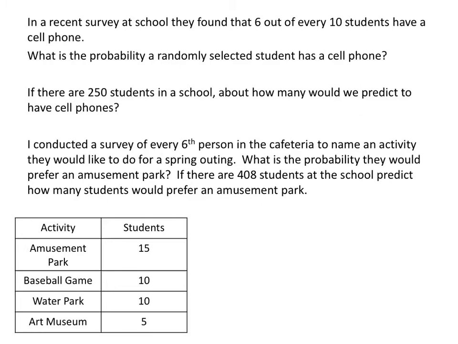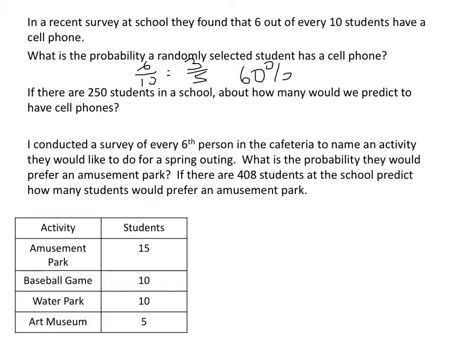In a recent survey at a school, they found that 6 out of every 10 students have a cell phone. We want to know, what is the probability a randomly selected student has a cell phone? So we have 6 out of 10, which reduces to 3 out of 5. So the probability, if we change that to a percent, we can use either the 10 or the 5, would be about a 60% chance.